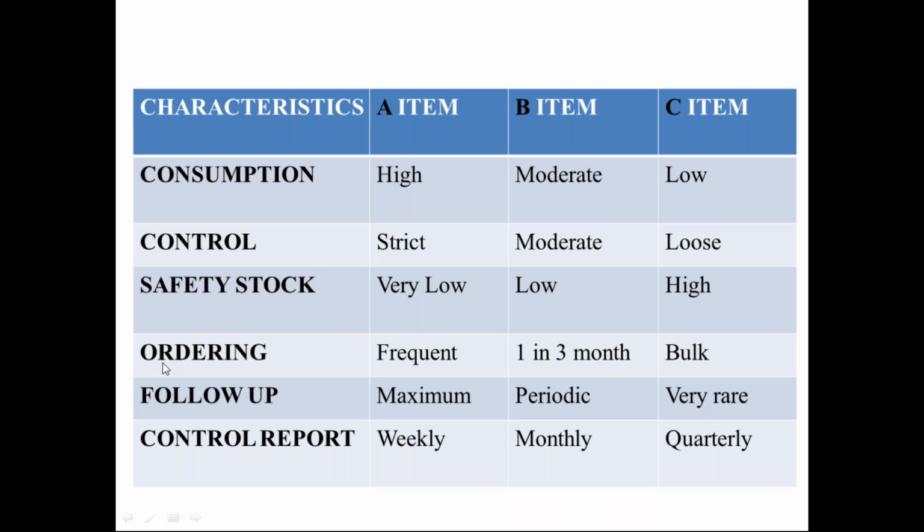If you see for ordering, for A item there can be frequent ordering, for B item it can be once in 3 months, and for C items bulk ordering can be done. Now for follow-up, for the A items we have to take a maximum follow-up. Then for B items, we can make a periodic follow-up, and for C items, we make very rare follow-up. Control reports are being developed weekly for A, monthly for B, and quarterly for C items.